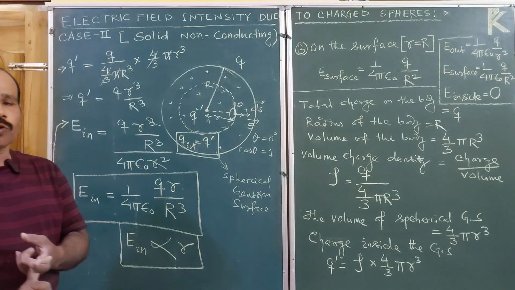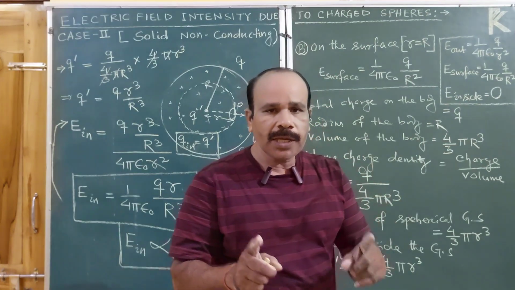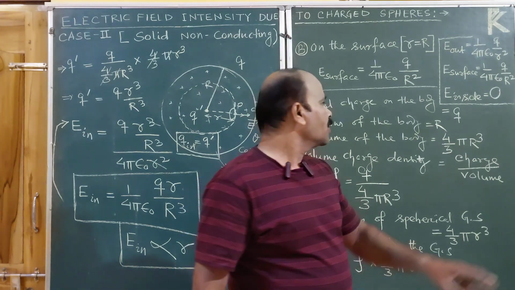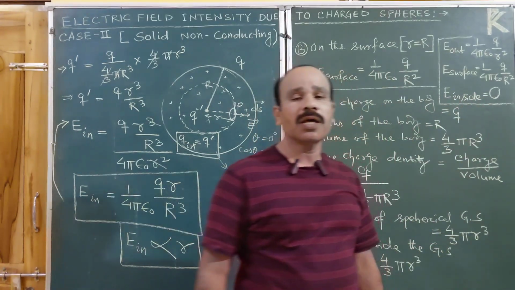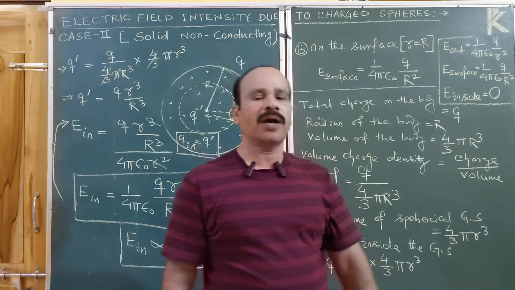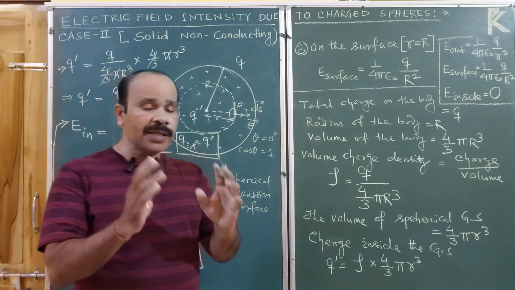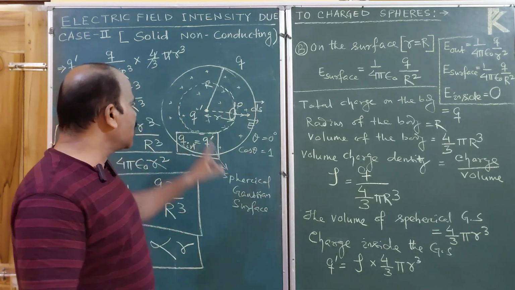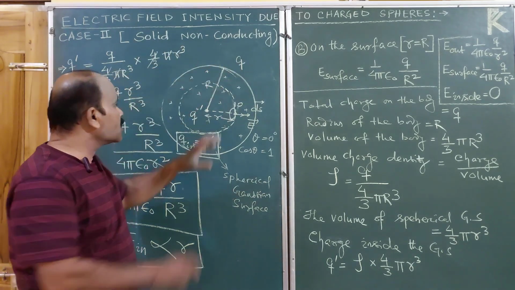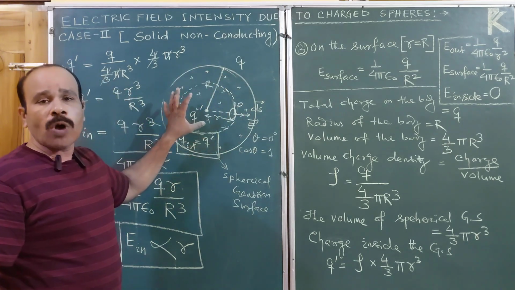प्रीवियस वीडियो को वॉच करो, मैं लिख के रखा हूं इधर. होलो कंडक्टिंग, होलो नॉन कंडक्टिंग एंड सॉलिड कंडक्टिंग के लिए E inside 0 था. क्योंकि अंदर चार्ज नहीं था. वो तीनों केस में चार्ज अंदर नहीं था, चार्ज सरफेस में था. लेकिन इधर क्या है, जो सॉलिड नॉन कंडक्टिंग केस है, इधर चार्ज इज यूनिफॉर्मली डिस्ट्रीब्यूटेड थ्रू आउट द बॉडी.